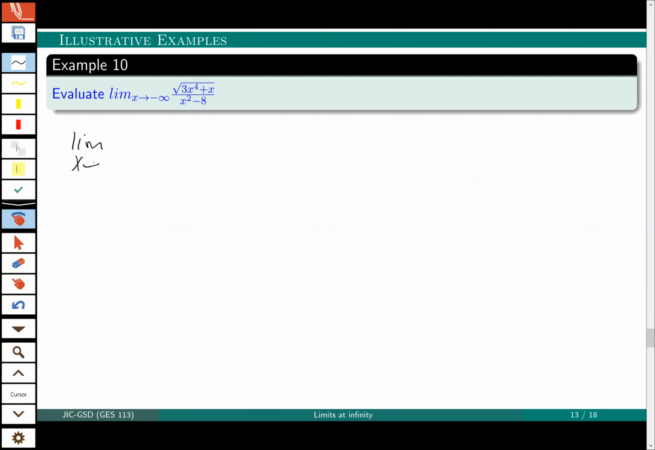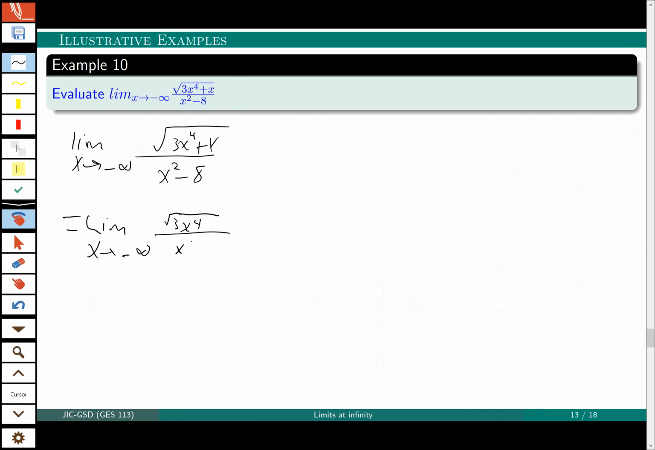Now, if I have the limit when x goes to minus infinity of the square root of 3x to the power 4 plus x, divided by x squared minus 8, that will be equal to the limit when x goes to minus infinity of the square root of 3x to the power 4 over x squared, because we take only the largest power in each. So the largest power here is 3x to the power 4. When I apply the root, it will be the square root of 3 times the square root of x to the power 4 divided by 2, so it will be the square root of x squared, over x squared.